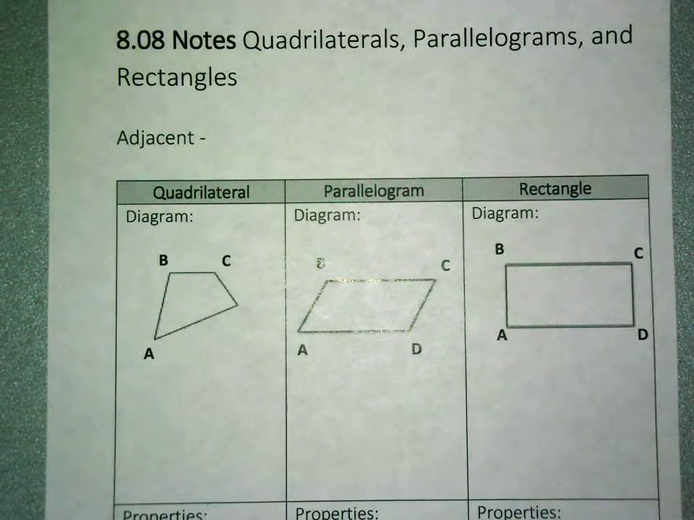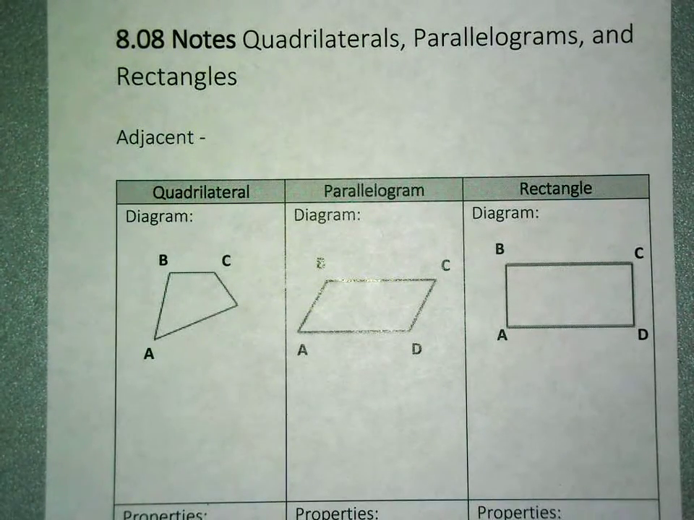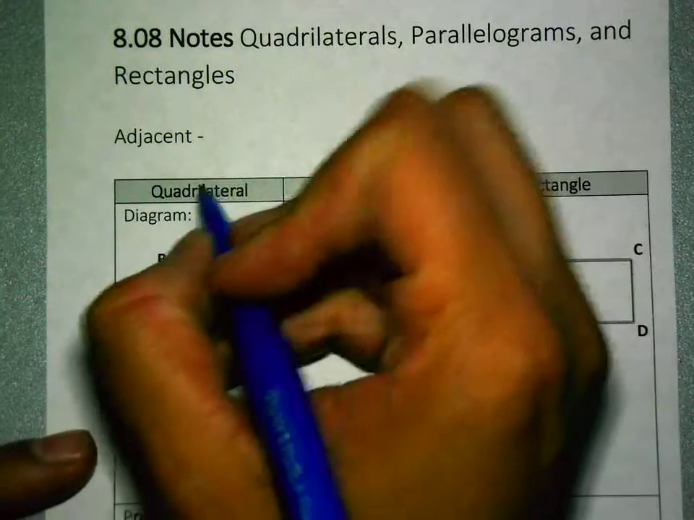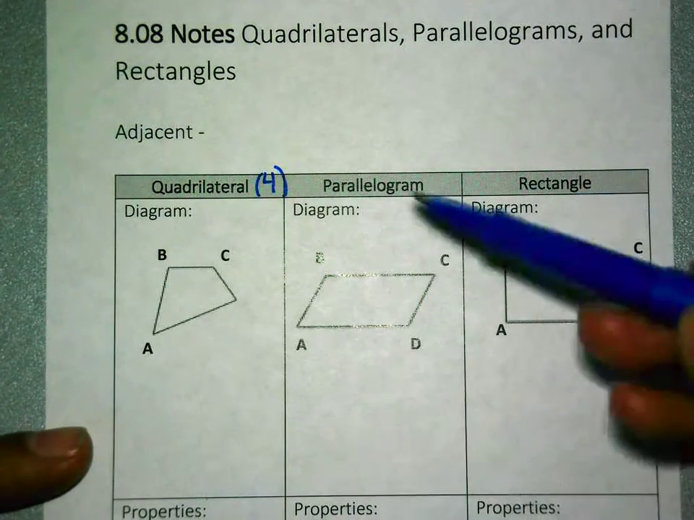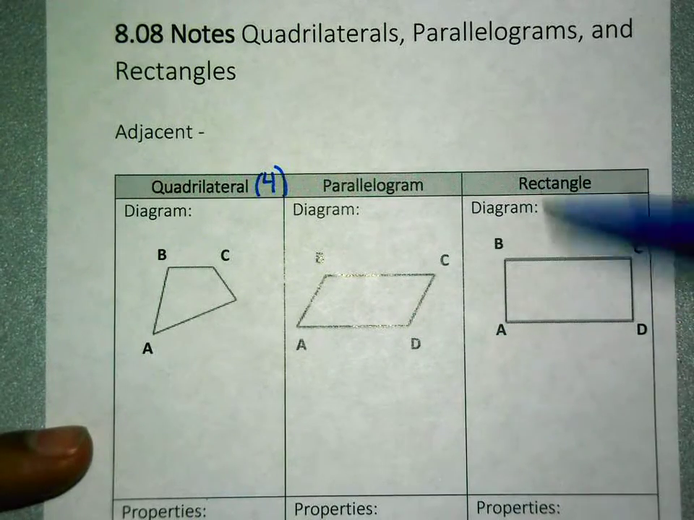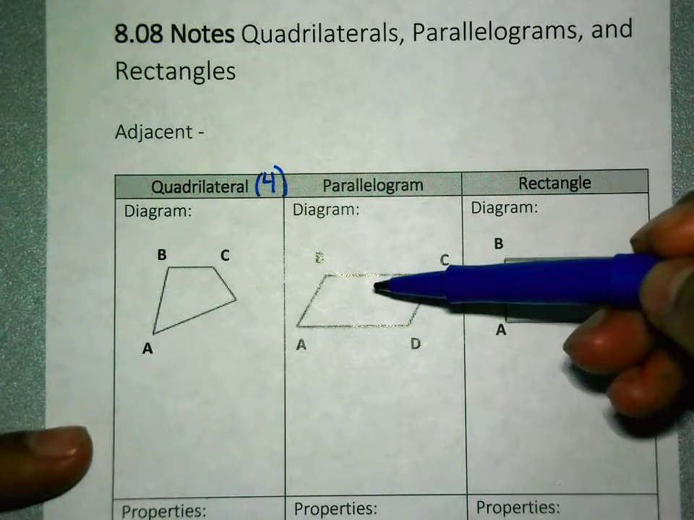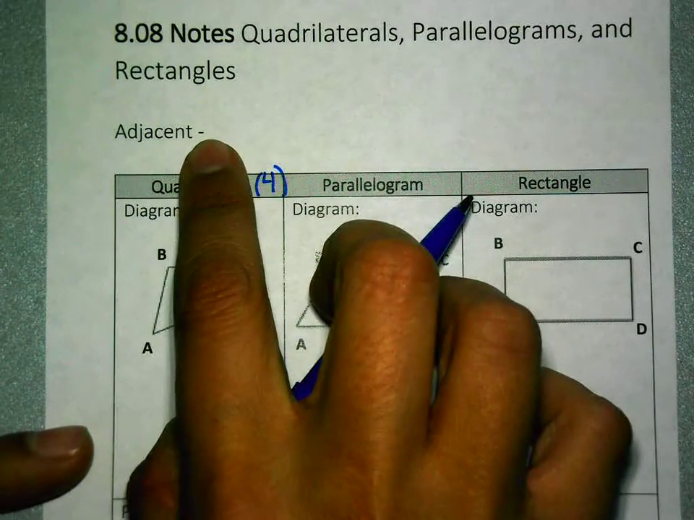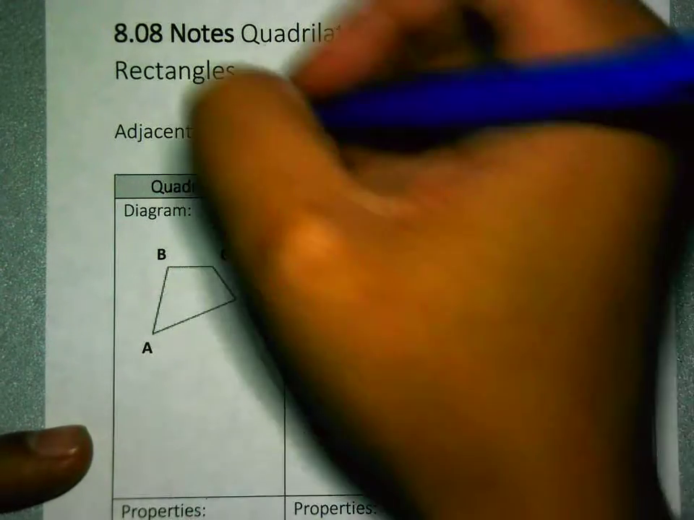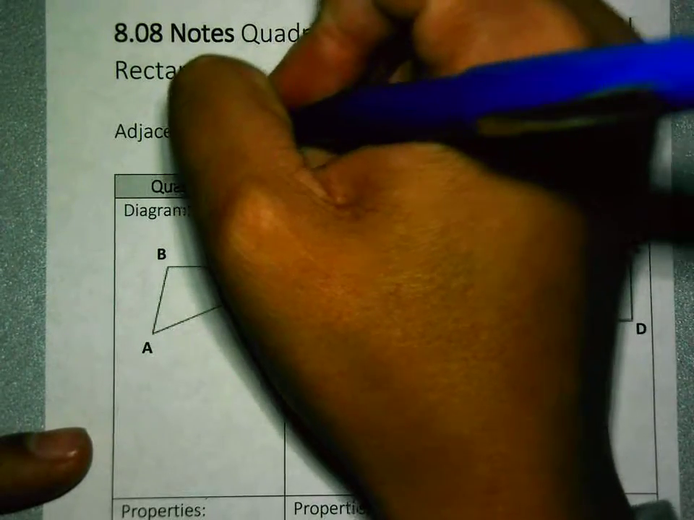In these notes, we are going to be talking about shapes, specifically quadrilaterals. We'll be talking more specifically about parallelograms, which are also quadrilaterals, and rectangles, which are a type of parallelogram and a type of quadrilateral. First, our vocabulary word today is adjacent. Adjacent just means next to each other.